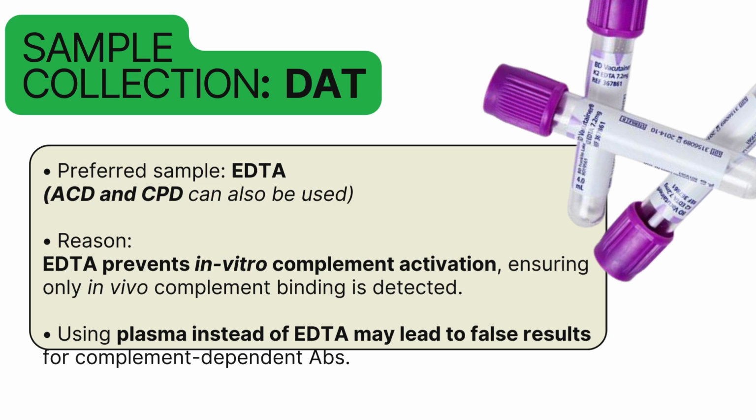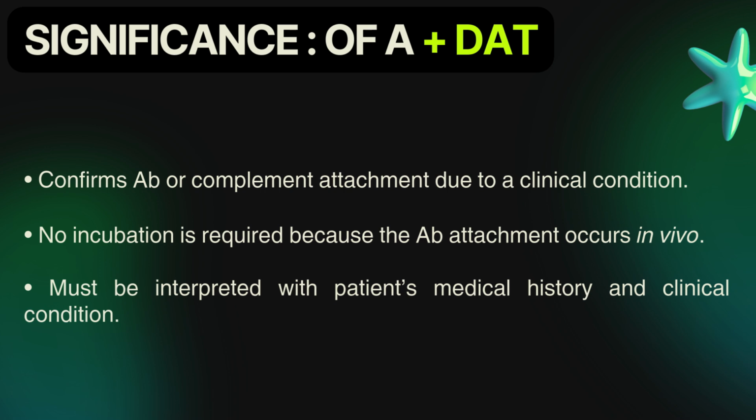While ACD and CPD samples can also be used, guys, it's crucial to avoid using plasma. Using plasma may lead to false results, particularly for antibodies that depend on the complement system. So remember, proper sample collection is vital for accurate test results. Always ensure EDTA is used to prevent any misleading outcome. EDTA for DAT. EDTA, DAT. Significance of a positive DAT: this confirms antibody or complement attachment due to a clinical condition. So that's it.